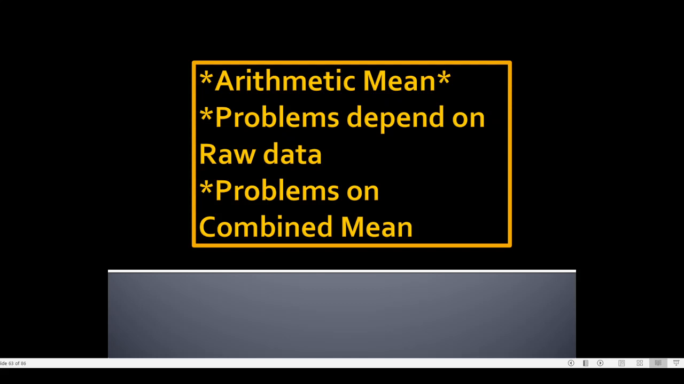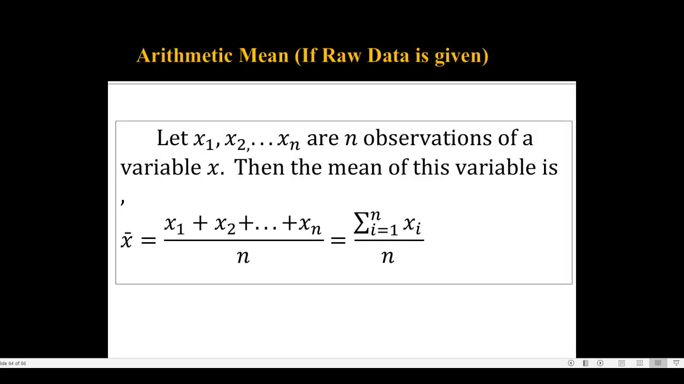Hello friends, today we will see some problems of arithmetic mean which depend on raw data and some problems of combined mean. We know that the formula of arithmetic mean if raw data is given is the sum of all the observations upon the total number of observations. If we consider observations x1, x2 up to xn, then its formula is x bar is equal to (x1 plus x2 up to xn) upon n.